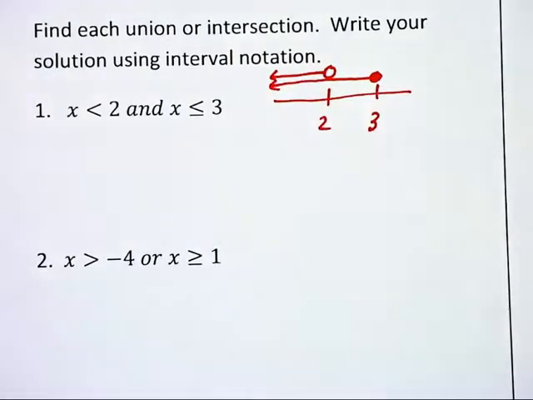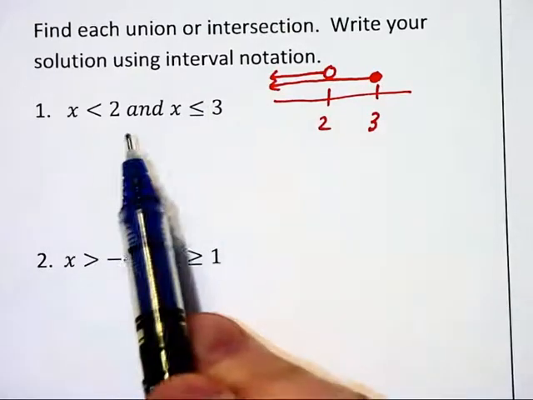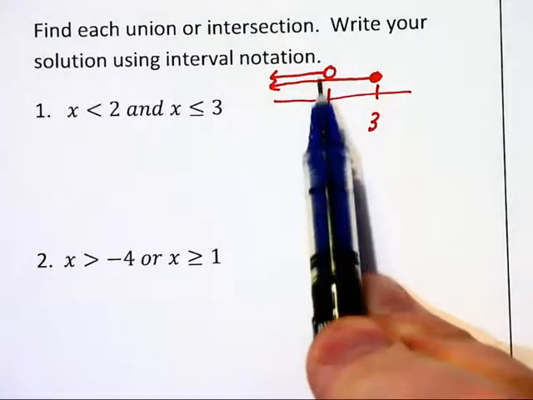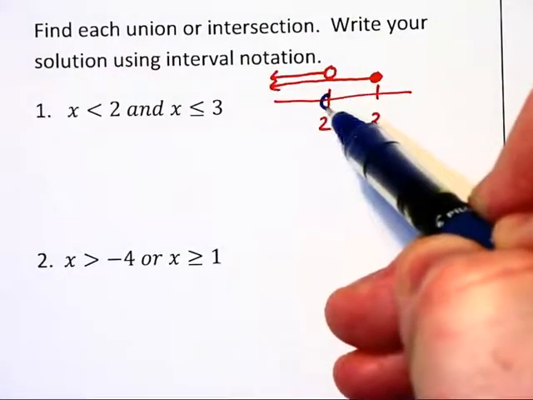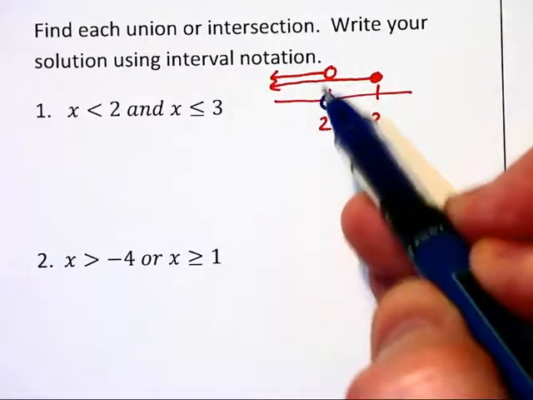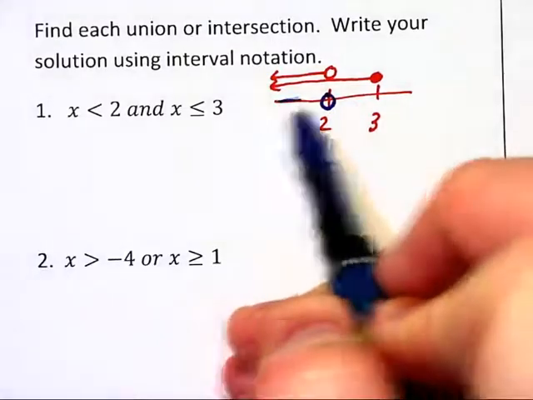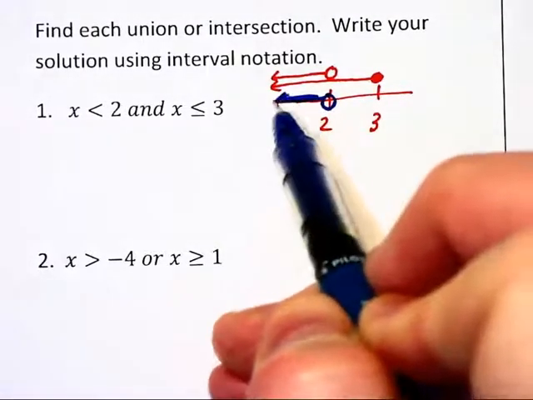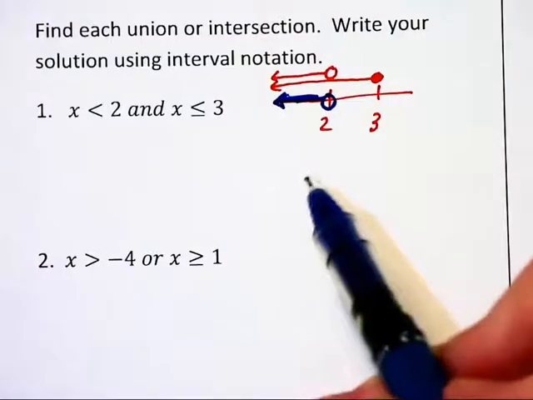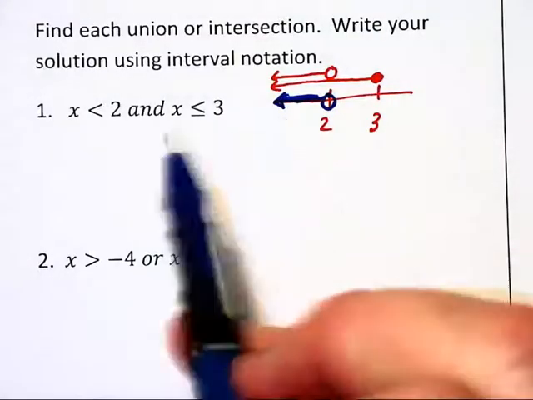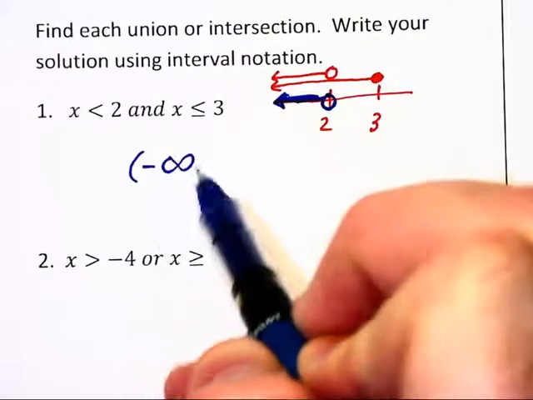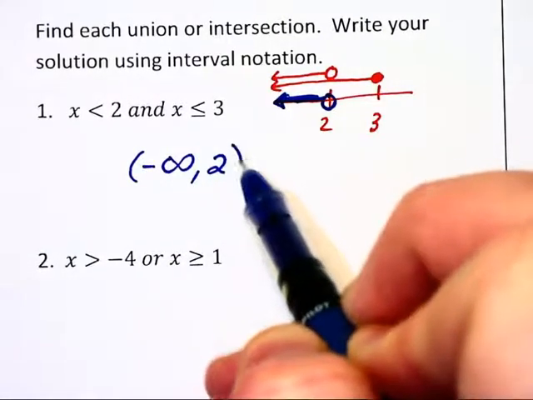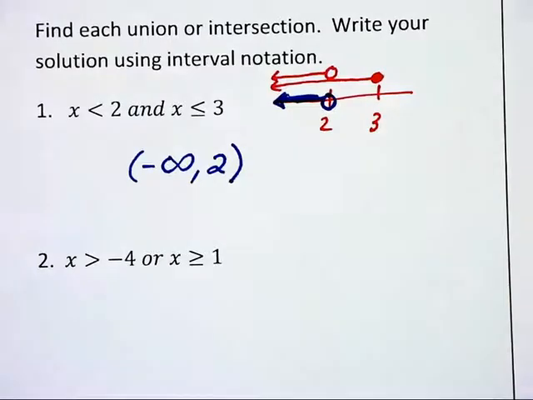Look at those two clues. The word and says find the intersection of these two. In other words, where do they overlap? They do not overlap at the 2, because they're not on one graph and the other, but they overlap to the left of 2. So we are going to say that the intersection with and is the set of numbers from negative infinity up to 2, not including the 2 itself.